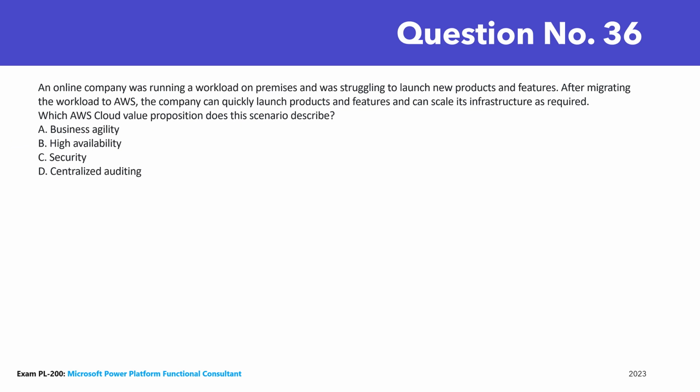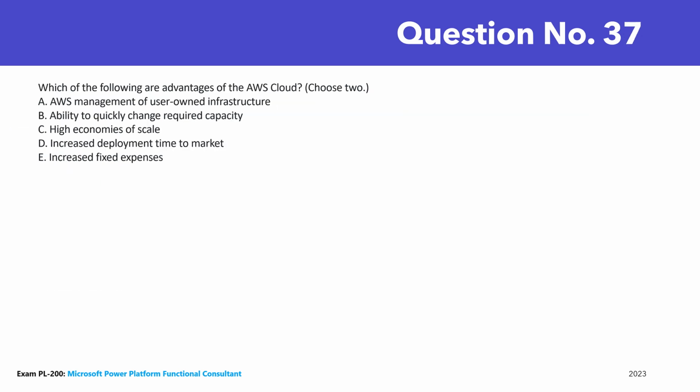An online company was running a workload on premises and was struggling to launch new products and features. After migrating the workload to AWS, the company can quickly launch products and features and can scale its infrastructure as required. Which AWS Cloud value proposition does this scenario describe? A. Business agility. B. High availability. C. Security. D. Centralized auditing. Correct answer, A.